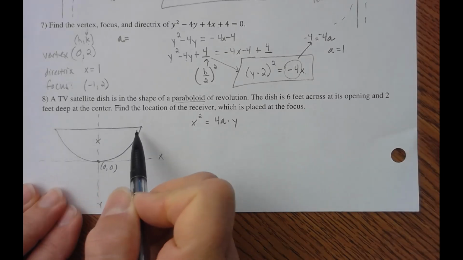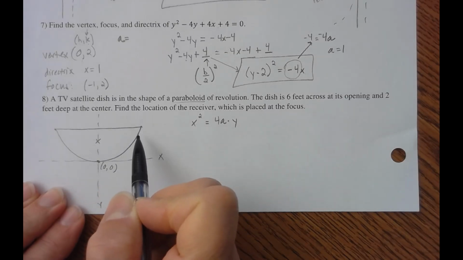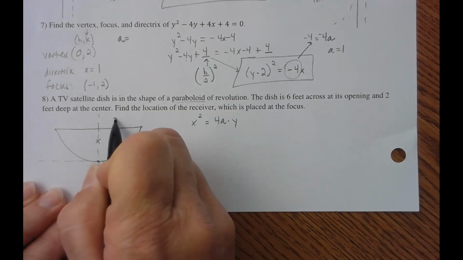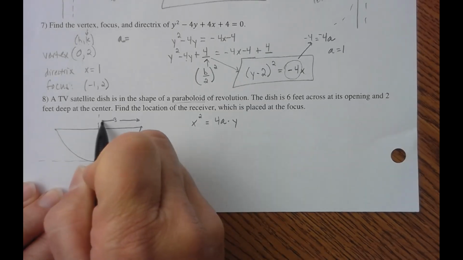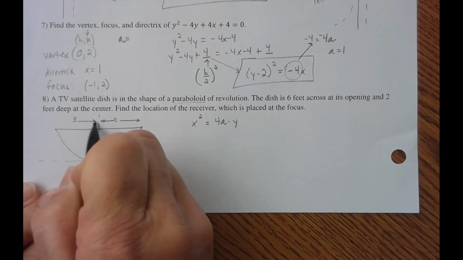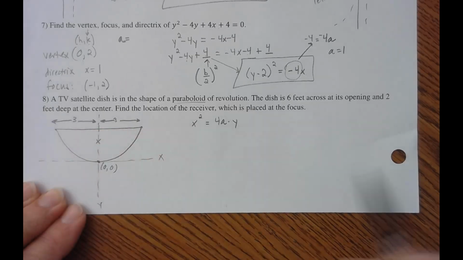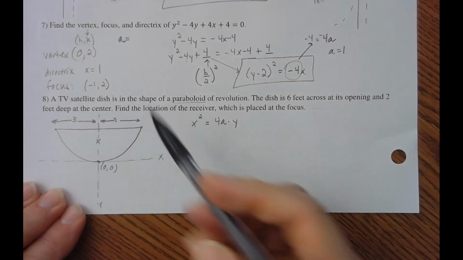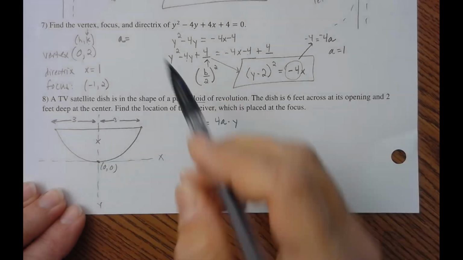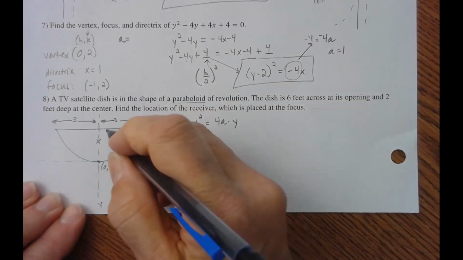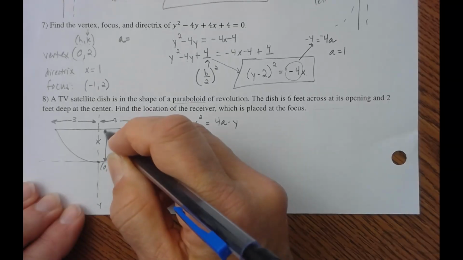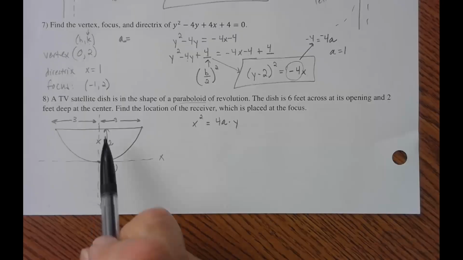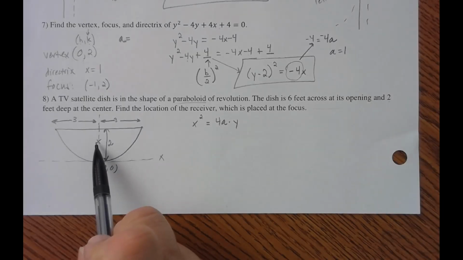This opening is not necessarily the latus rectum. You can't assume that, so be careful here. So it's 3 units this way, 3 units this way. And it's 2 feet deep at the center. So here's the center, and from here to here, it's 2 feet deep. And the focus, or the receiver, is somewhere inside the dish.